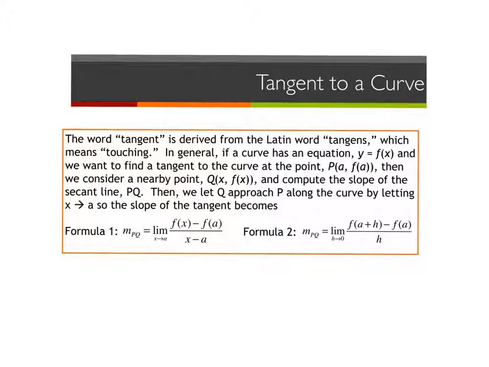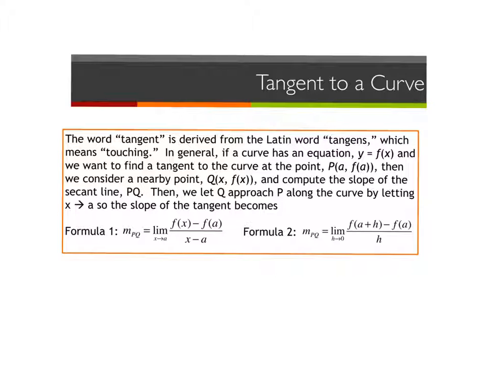Then we let Q approach P along the curve by letting x approach a. What that means is that we're bringing that other point closer and closer to P. We're bringing a and x, the two x values, closer together so that these two points are arbitrarily close together, so close that they're basically on top of each other. When we draw the secant line between them, it's going to closely approximate the tangent line, which is always what we want to find, because that tangent line represents the rate of change right now, that instantaneous rate of change.